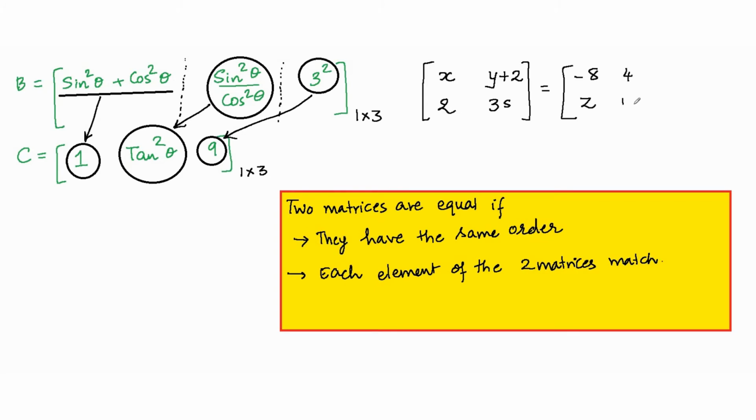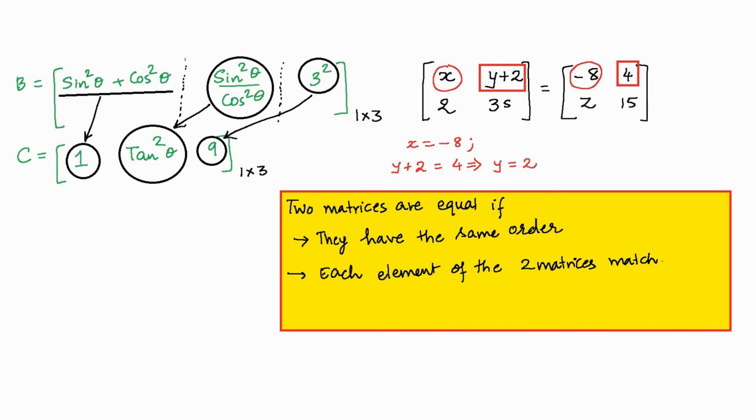Then what can be done is I can equate the corresponding elements. What I mean by that is the element x, which is the first row, first column, should be equal to negative 8. So I can say x is equal to minus 8. Then the first row, second column element should be equal to the first row, second column, which means that y plus 2 should be equal to 4, and this implies y has to be equal to 2.